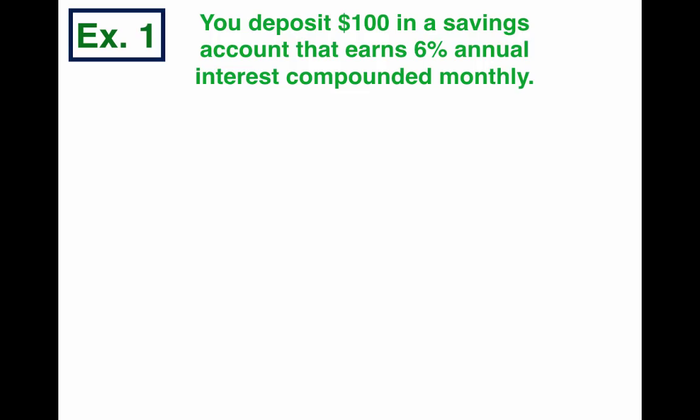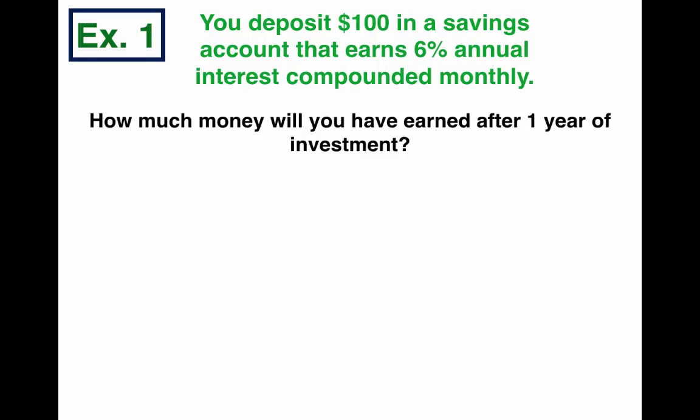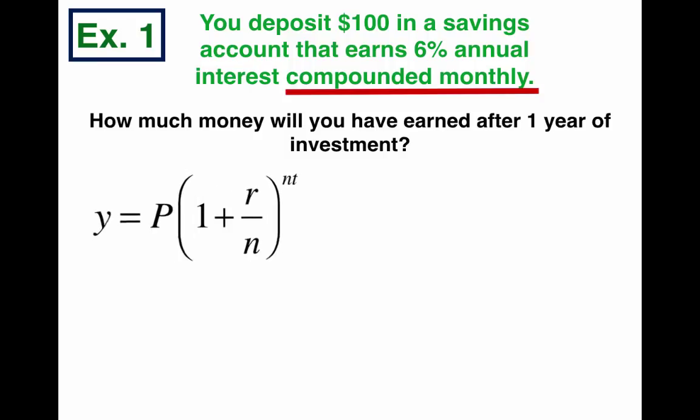We'll do an example. Let's say you deposit $100 in a savings account that earns 6% annual interest, compounded monthly. Compounded is our clue that we're going to use the compounding formula. So how much money will you have after 1 year of investment? Because it's compounded monthly, I know I'm going to use the compounding formula. So we're going to write down the formula, Y equals P(1 + R/N)^(NT). Then we're going to go through the steps.